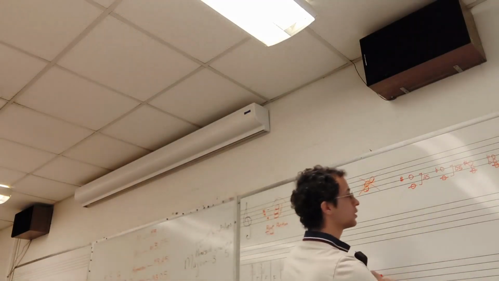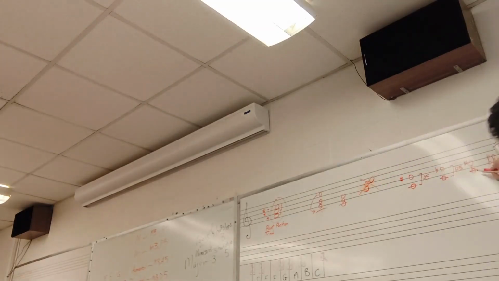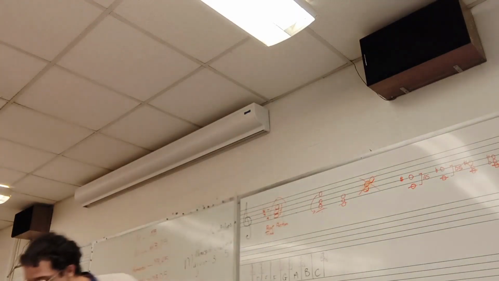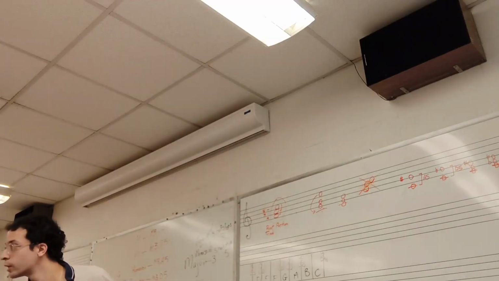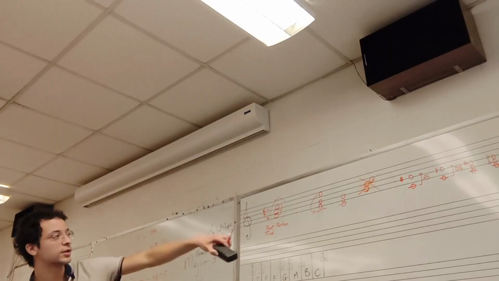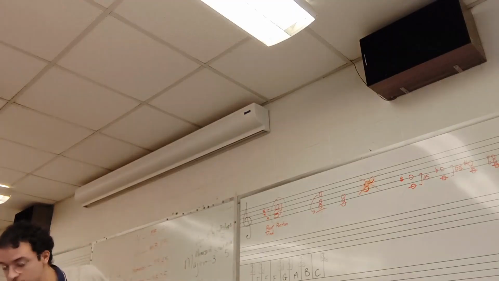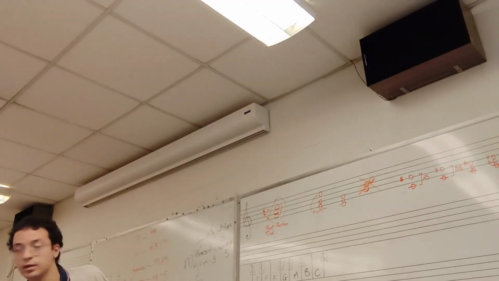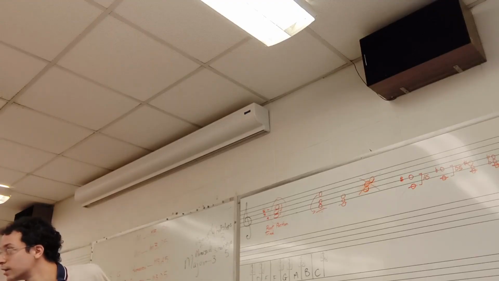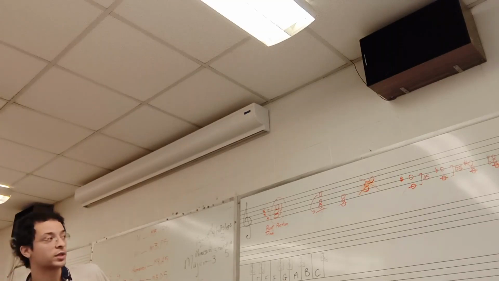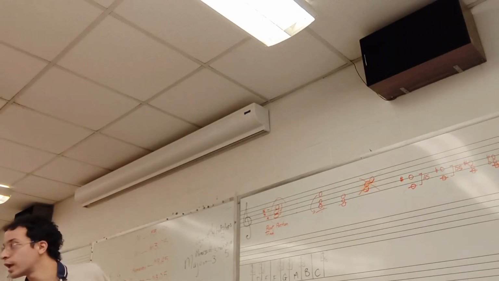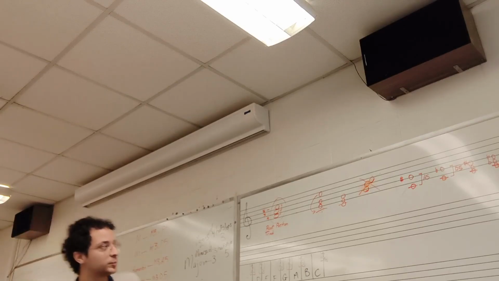Let's see. So here, C to E, right? What type of triad? Major. C to E, where I'm going to go to G sharp now. Okay, we have a major third, and then from the root, an augmented fifth. That's the sound of the augmented triad.